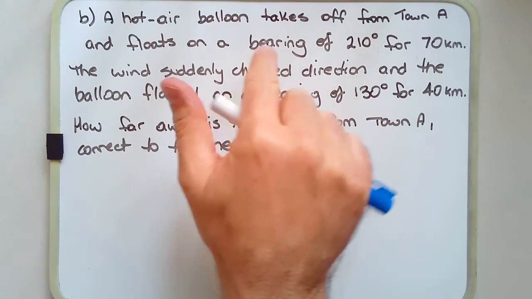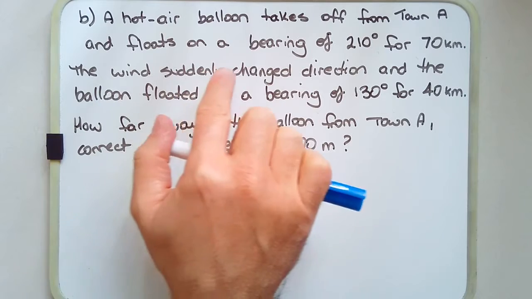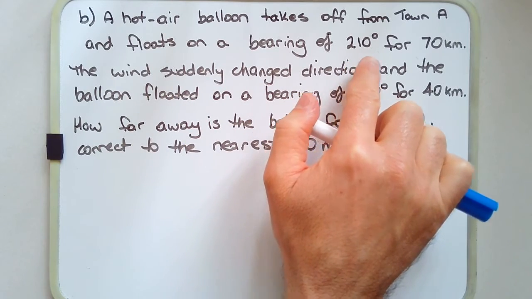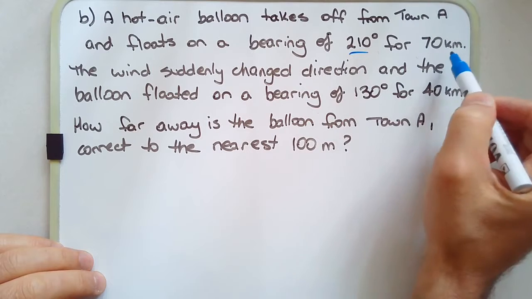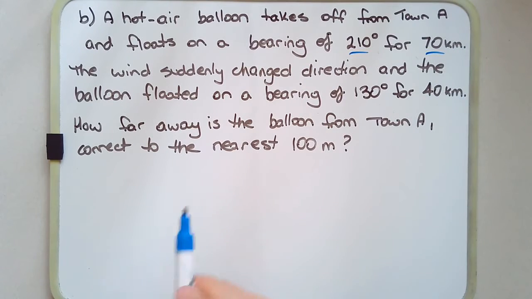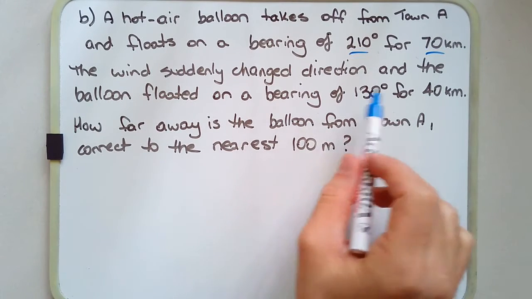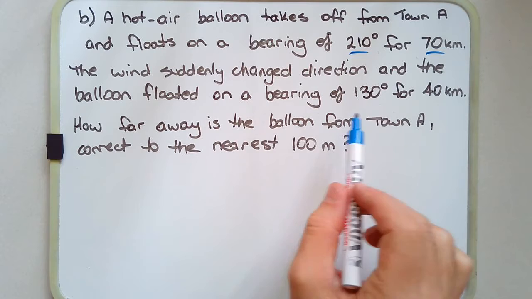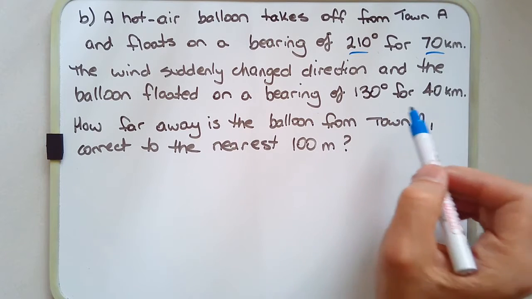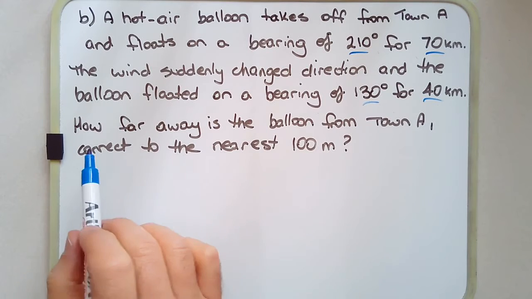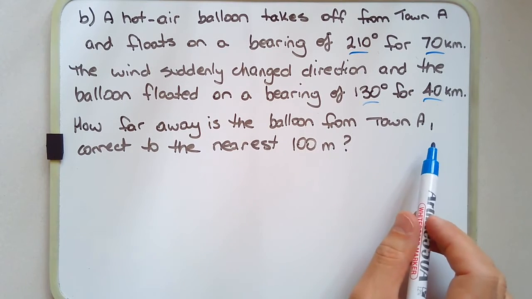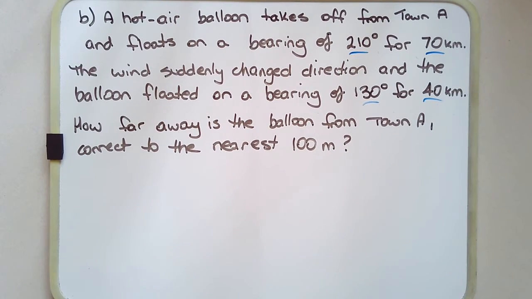So a hot air balloon takes off from town A and floats on a bearing of 210 degrees for 70 kilometers. So what I might do is underline 210 and 70 kilometers. The wind suddenly changed direction and the balloon floated on a bearing of 130 degrees for 40 kilometers. So there's something else we need as well. Two very important pieces of information. How far away is the balloon from town A, correct to the nearest 100 meters?